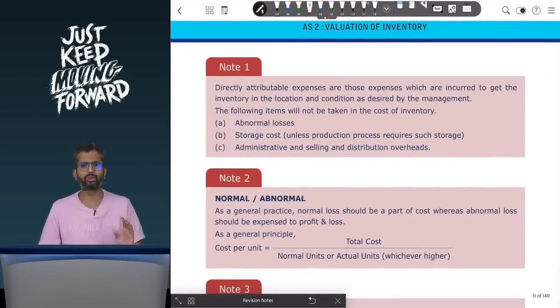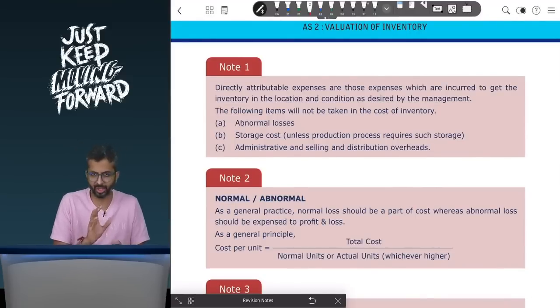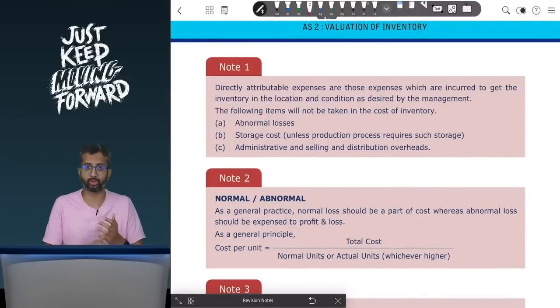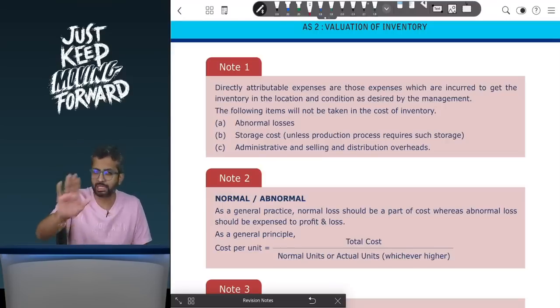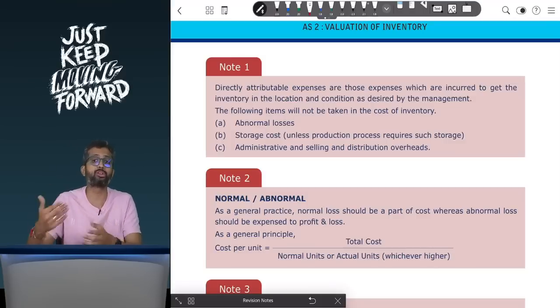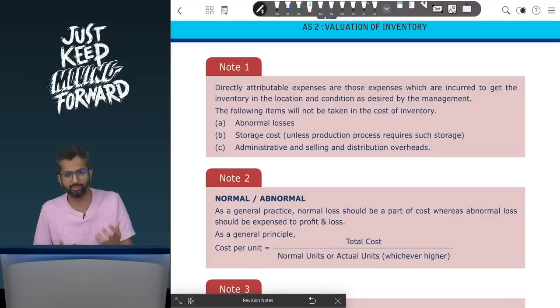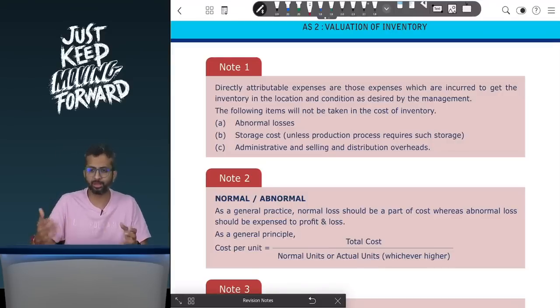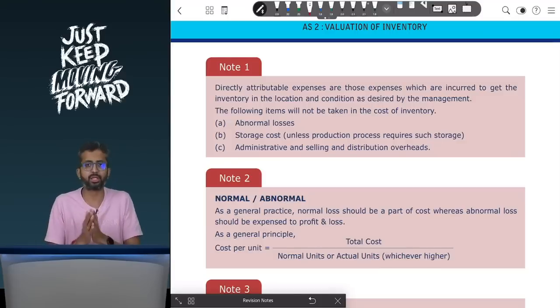While determining cost, one needs to remember that your cost can include normal losses, if any, that are expected. However, abnormal losses will not form a part of cost. Admin and selling distribution overheads will usually not form a part of cost, and storage cost will generally not form a part of cost unless the storage cost is necessary in bringing about a desired change in the condition of inventory. Like for example, wine, or for example, a dry fruit. The drying process is a storage cost. However, it brings about the desired change. For dry fruits, you want to sell it in a particular condition.